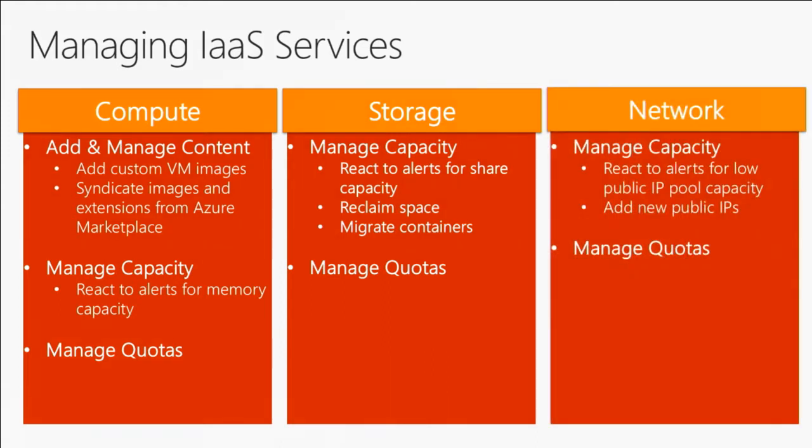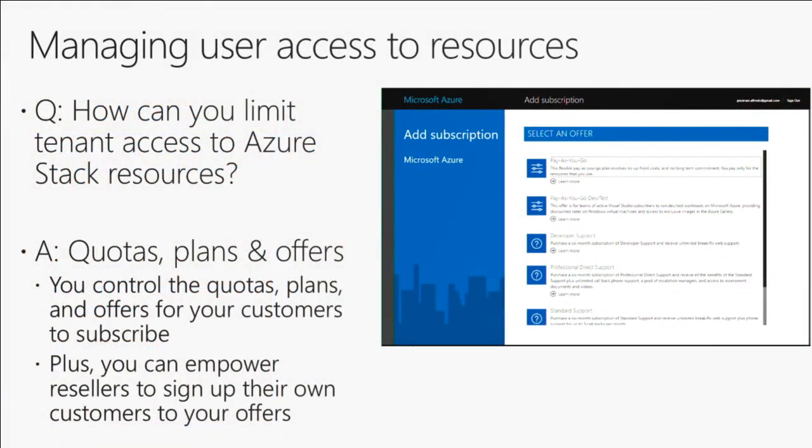And then lastly, on the network side of things, and I think you can see a pattern here, manage the capacity. Network has capacity too. We have public IPs that are made available so people can build applications that are accessible, but there's obviously a finite number that you provision to the system, so they will run out as people create VMs that consume public IP addresses. So you have the ability in the portal to add to that, and then again, manage quotas in the context of network.